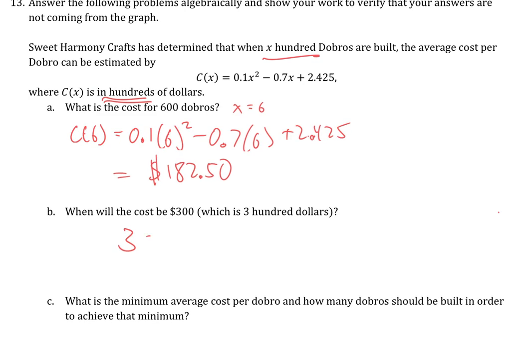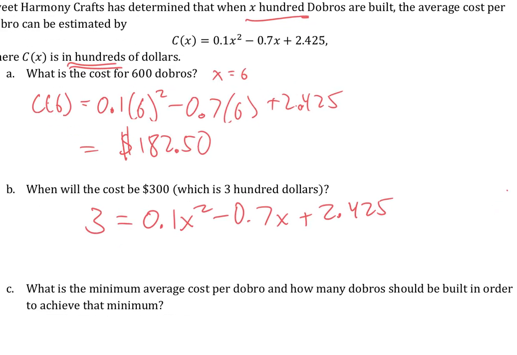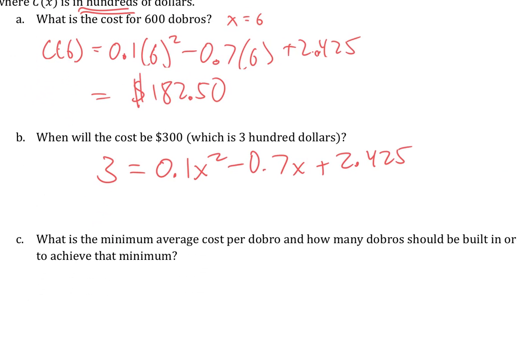And so 3 is going to be equal to 0.1x squared minus 0.7x plus 2.425. Kind of ugly because of all the decimals, but this is where we want to solve this with the quadratic formula. So 0 equals 0.1x squared minus 0.7x minus, and if we subtract this, we'll get a negative 0.575? That should be right.